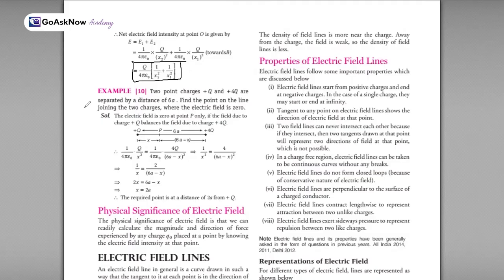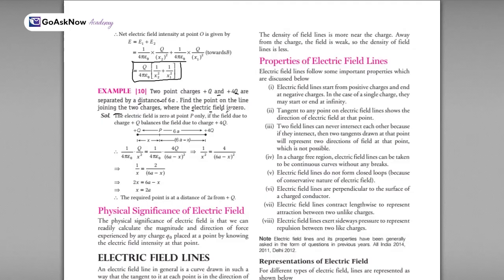Okay, so example 10 is given here. This is also a good example. So let us find out what it is saying. Two point charges plus Q and plus 4Q are separated by a distance 6a. Find the point on the line joining the two charges where the electric field is zero. So we have to find any point on the line joining two charges.